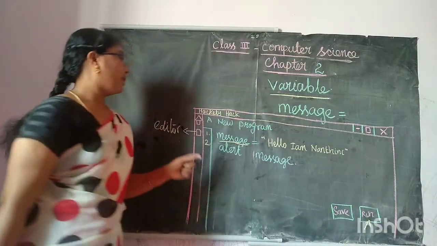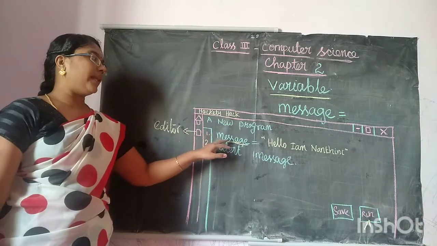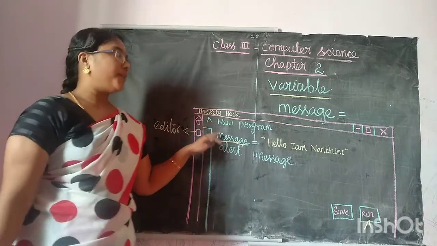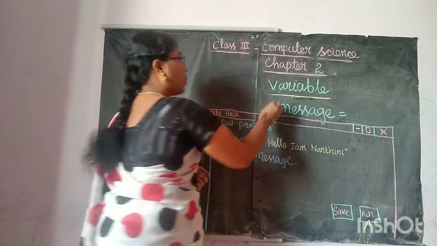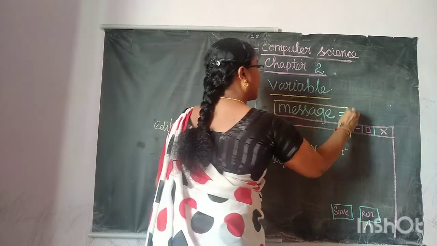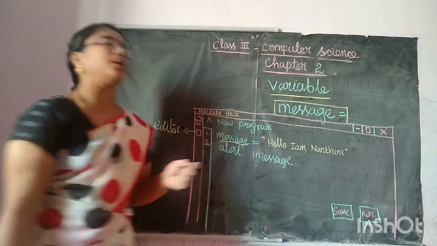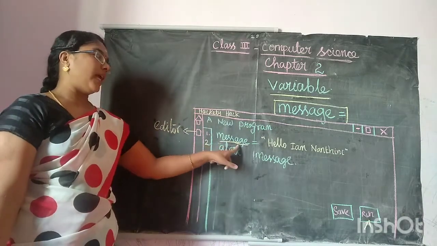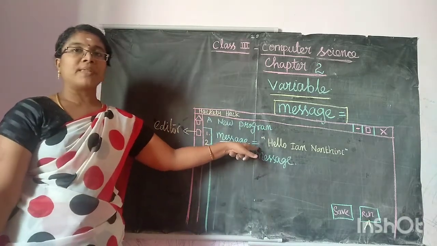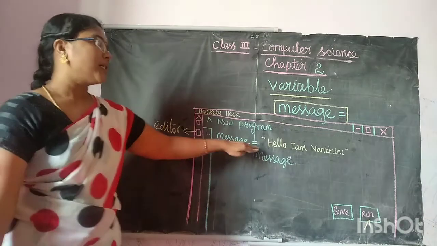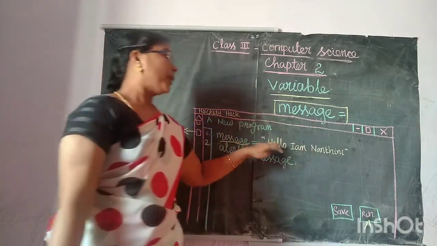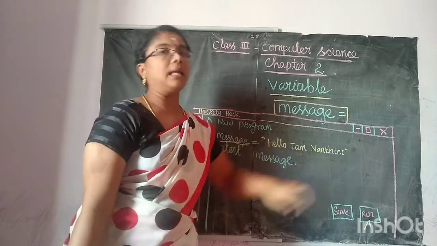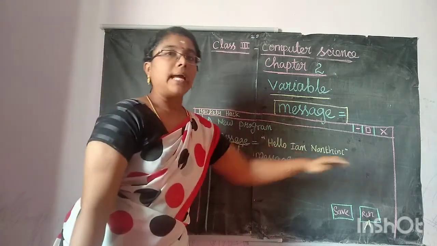Listen to me. First you click on the editor, then you write message, because this is the variable we are going to use. Message variable we use here, right? Message is equal to, and here you write the message you want to display: hello, I am Nandini. Like that you have to type.